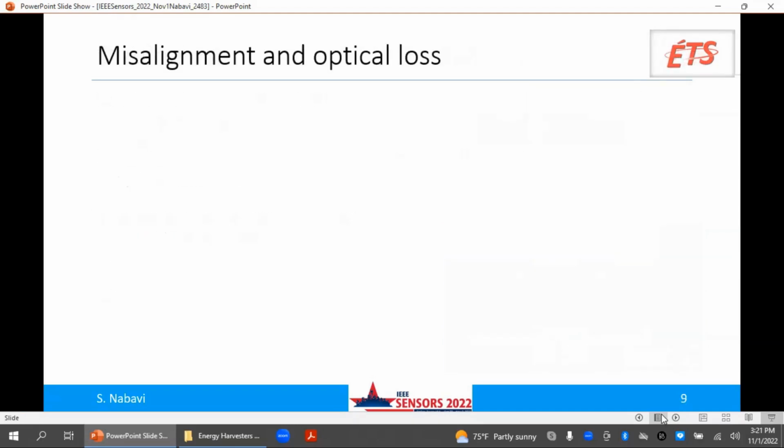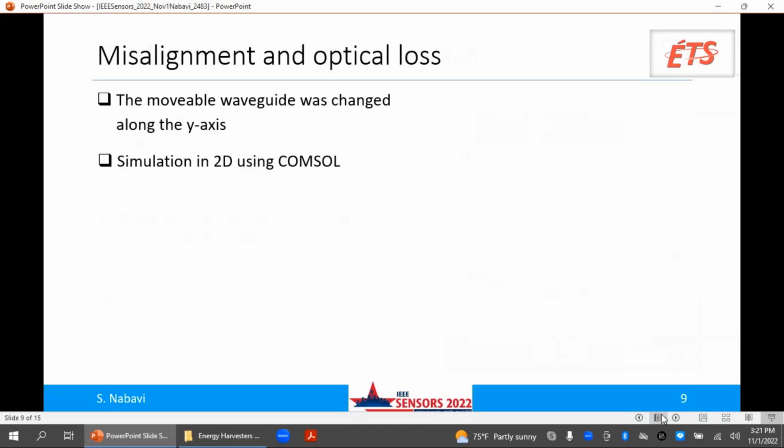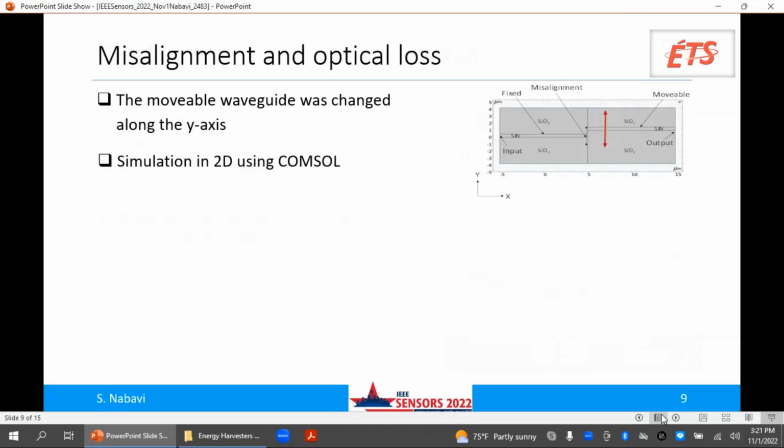So let's go to some results. First, we investigate the effect of misalignment in the optical system. For doing that, we used the console and we did the 2D simulation. The 2D simulation is not super accurate, but still it gives us some expectation.